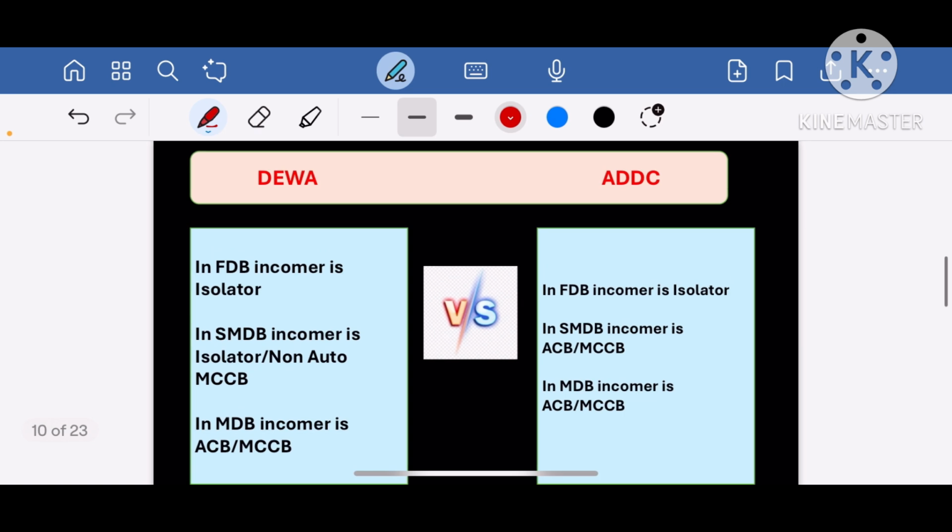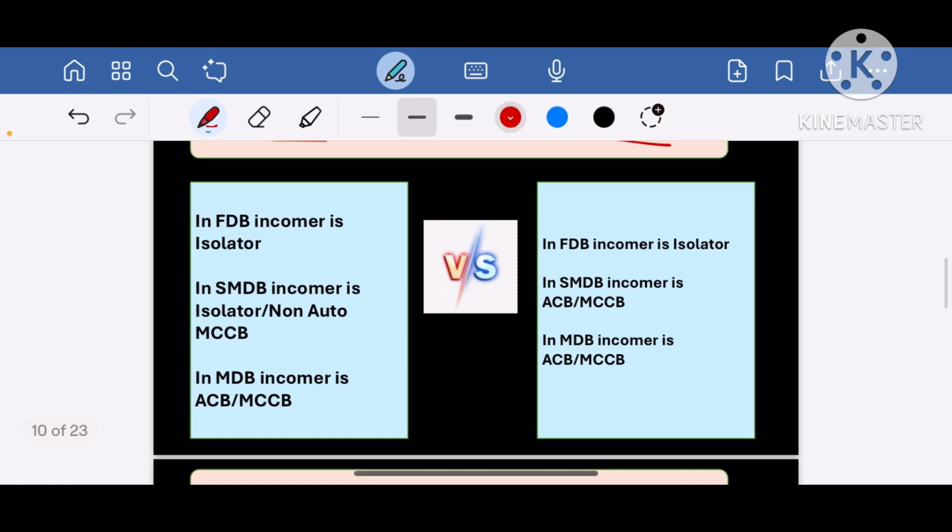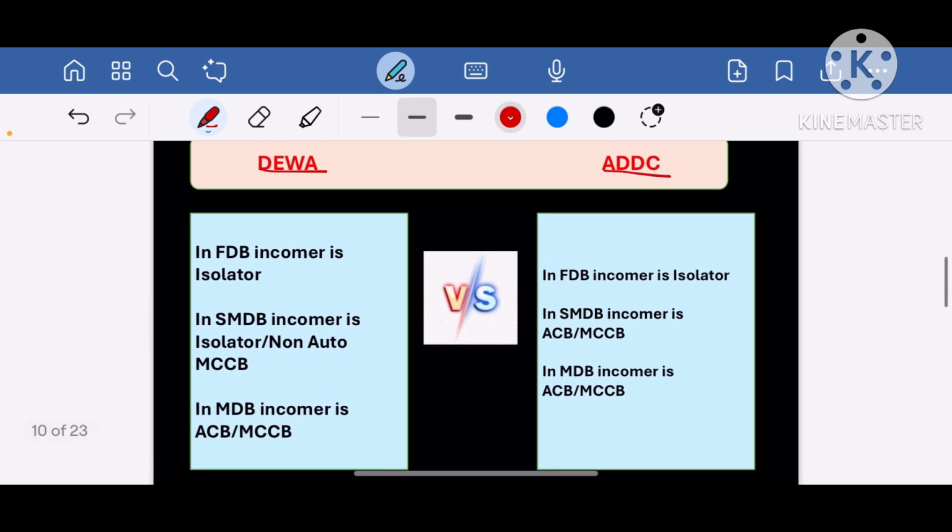Now let us move to the other difference between DEWA regulation and ADDC regulation. This is a very major difference between DEWA and ADDC. What it is stating, in DEWA, for FDB, the final distribution board, the incomer is isolator. In ADDC, for FDB, the incomer is isolator. So in case of FDB, DEWA and ADDC regulation are the same.